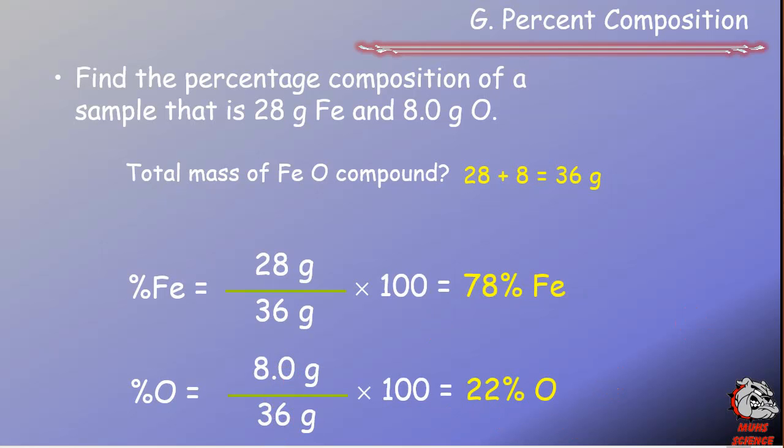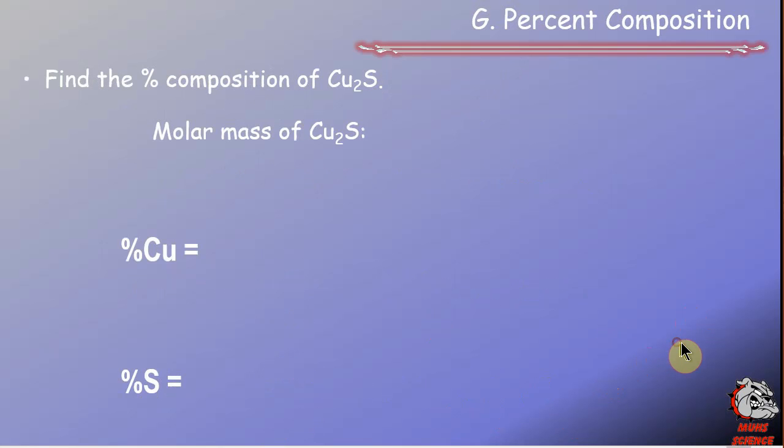Another typical way to approach the problems is you don't know what the mass of your compound is, you just know what the compound is. So in this example, if I asked you to find the percent composition of Cu2S, which is copper(I) sulfide, we don't have a mass of that, so we need to determine it. You find the molar mass, so you're going to add up the 2 copper atoms and the sulfur atom. When you do that from the periodic table, you get 159.16.